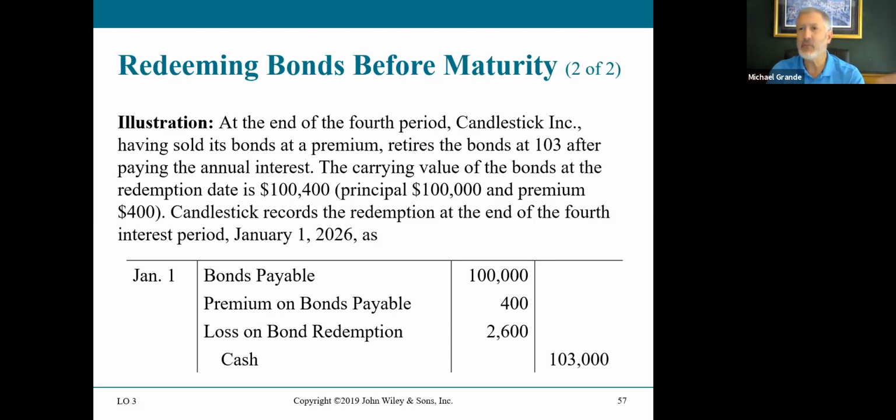So the key is put in what you know. You know you're going to get rid of the face value of the bonds, so you debit that for $100,000. You also know you're going to get rid of the premium of $400. You're going to have a credit to cash because you know you paid $103,000. The piece that you may not know is the loss on the bond redemption. Again, remember, your debits have to equal your credits. You need a debit for $2,600. A debit is an indication of an expense or a loss. Loss on bond redemption.